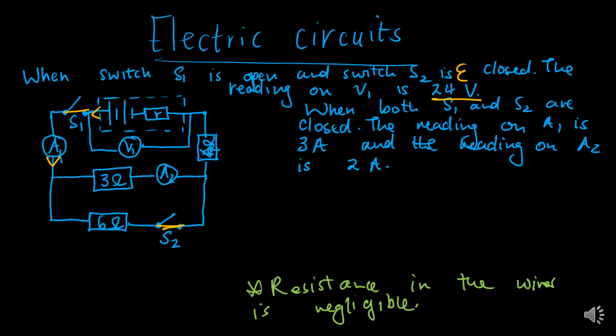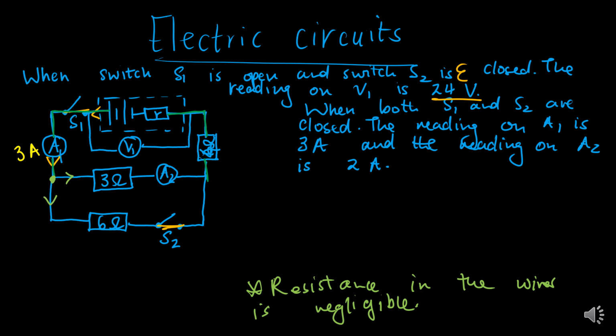Then the reading on A1 is before the current splits. So it means that A1 must be reading the total current, right? And then the total current, we are given that it's going to be equal to what? 3 amperes. And then we are also told that A2 reads the current in this branch, because the current is going to divide here at this point, right? Some of it goes in this branch, some of it goes in this branch.